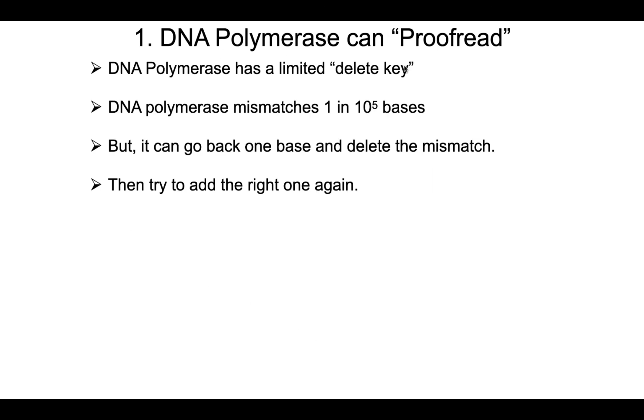Well, DNA polymerase has a limited proofreading ability, so it could add something, and then there's a little bit of time that it can detect, wait, that was wrong, go back, delete it, and add it again. But that's only like one base pair at a time. It does increase DNA polymerase's accuracy by quite a bit.